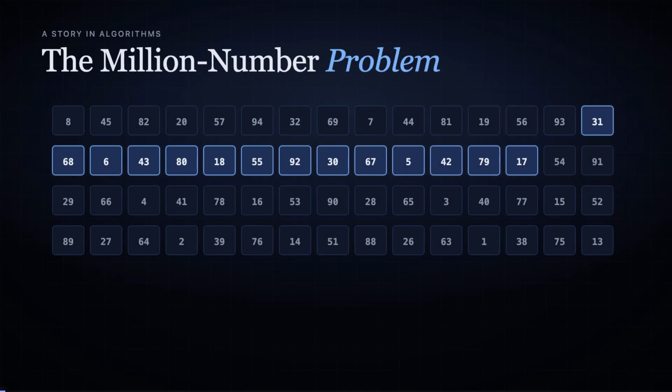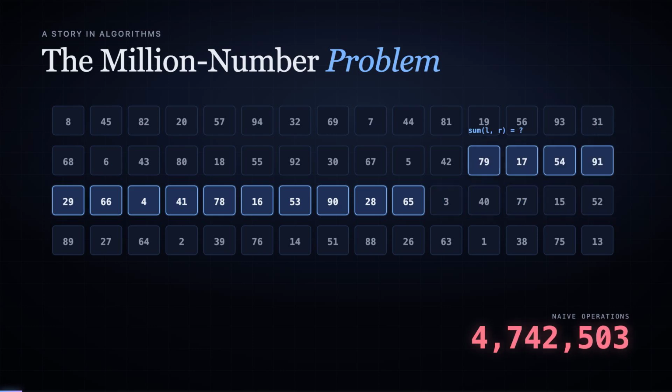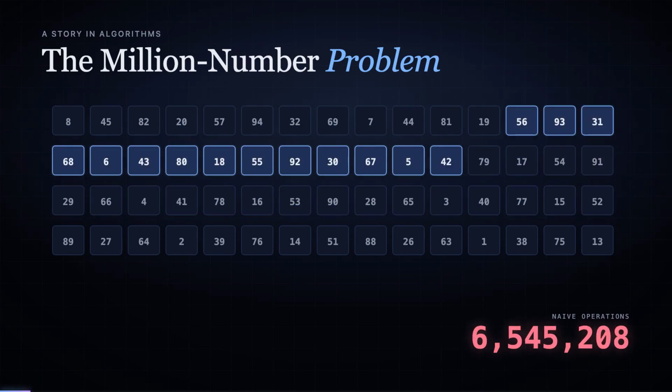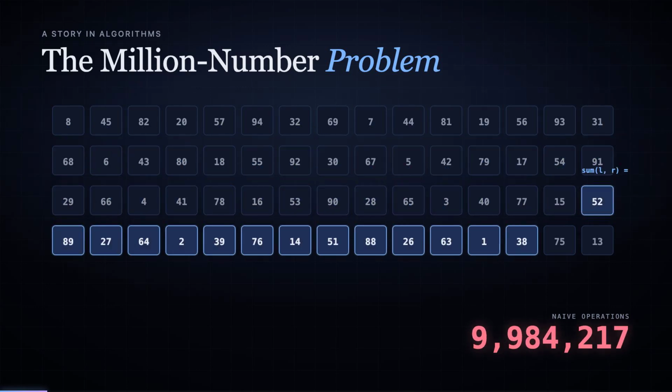Imagine you have a million numbers and someone keeps asking, what is the sum from index 10,000 to 900,000? Then changes the value. Then asks again and again. A naive scan takes forever. There is a better way.